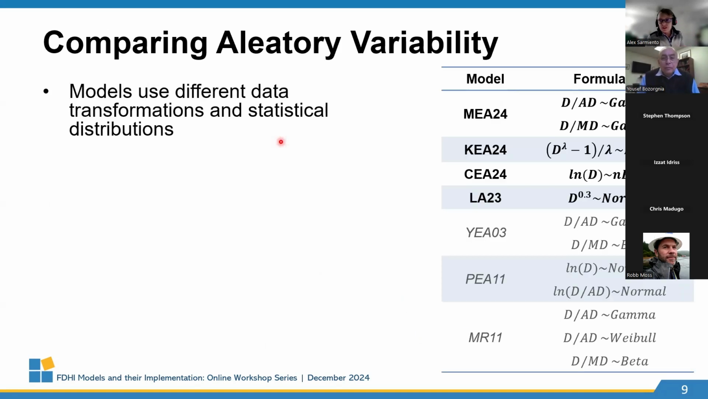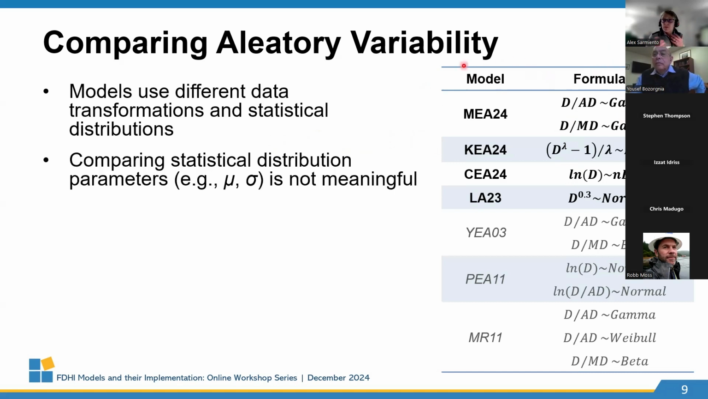A fun feature of fault displacement models is that they all use different data transformations and statistical distributions. This table on the right summarizes the data transformation and statistical distribution for each model. You can read about these details in the papers and the reports, but the important thing to note is that they're all different. That means if we want to compare the aleatory variability, we can't just pick our favorite statistical distribution parameter, like the sigma or the standard deviation, and make meaningful comparisons.